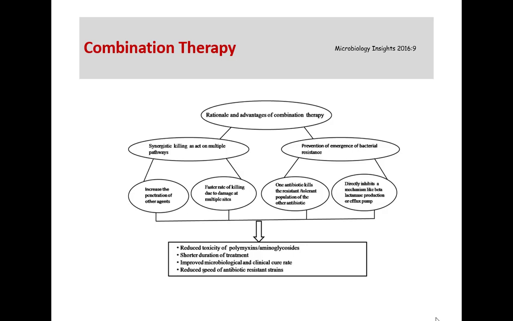So that is the basic principle of combination therapy, basically to reduce the toxicity, especially of polymyxin and aminoglycosides that we are using. Maybe we are shortening the duration because we would get an earlier clinical cure, and maybe we would get an improved microbiological and clinical cure. And then finally, reduced speed of antibiotic resistance, because we are exposing the patient to a shorter period of antibiotic. Probably we are not allowing the bacteria to gain resistance.